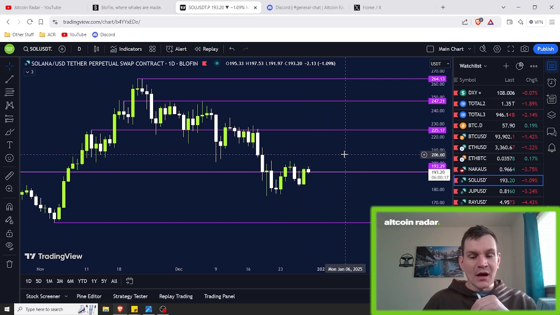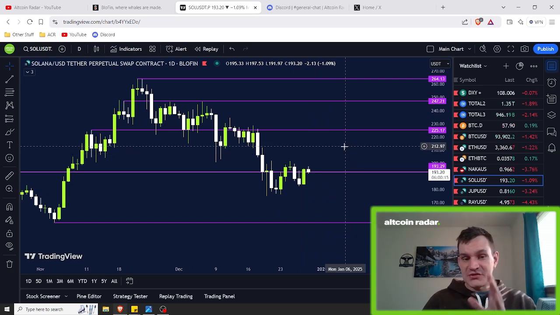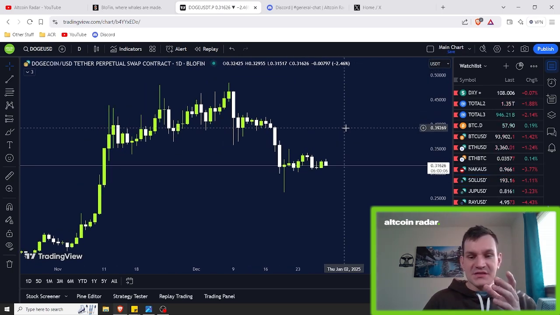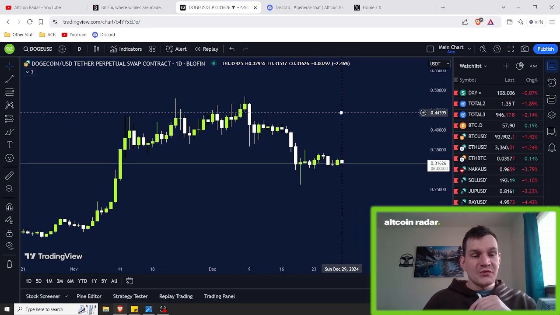Now, the other way that you can tell for potential tops that could be happening here is also going to be, let me go ahead and pick a random coin. We'll pick Dogecoin. Oh, actually, this is perfect. So we've got Dogecoin here, all right?